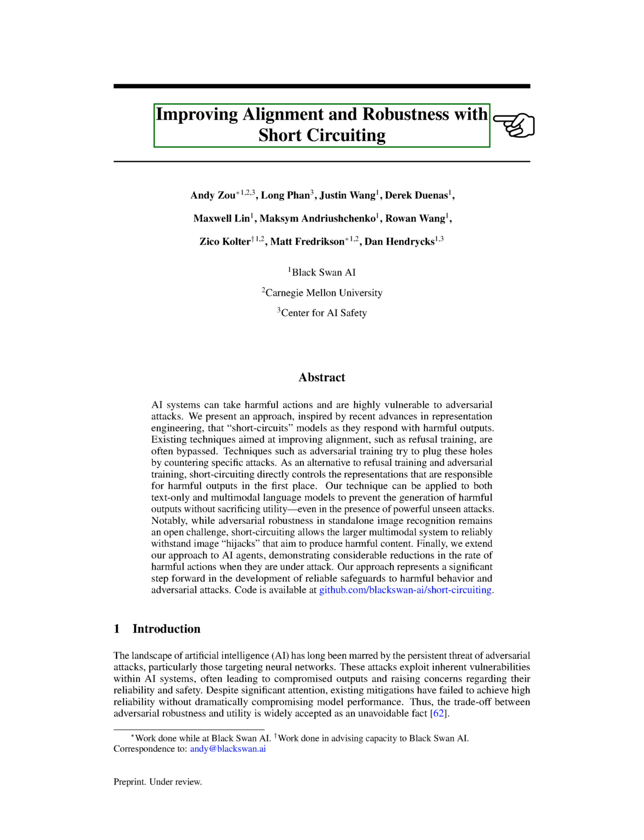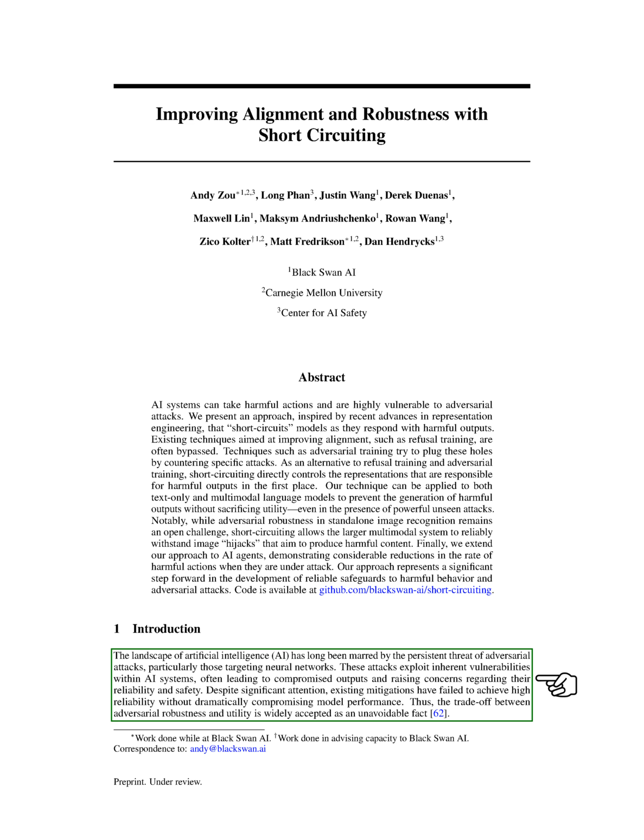Section: Introduction. In this section, we delve into the realm of artificial intelligence, AI, and the ongoing issue of adversarial attacks, especially those aimed at neural networks. These attacks exploit weaknesses in AI systems, leading to compromised results and raising concerns about their reliability and safety. Despite efforts to address this issue, current defenses have struggled to find a balance between robustness against attacks and maintaining model performance. This trade-off between security and utility is widely acknowledged as a significant challenge.